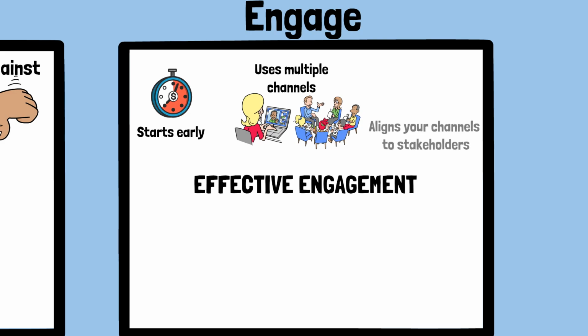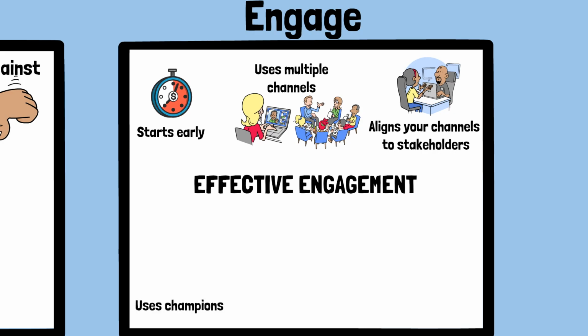Effective engagement aligns communication channels to stakeholders. Decide what channels are best suited to the stakeholder you are actively engaging. For example, clinical roles may be better engaged face-to-face rather than digitally. Effective engagement uses champions. Make use of high-power stakeholders in favour of your improvement. Use champions to help test change ideas, build motivation and enthusiasm, to help engage stakeholders, especially those who are opposed.